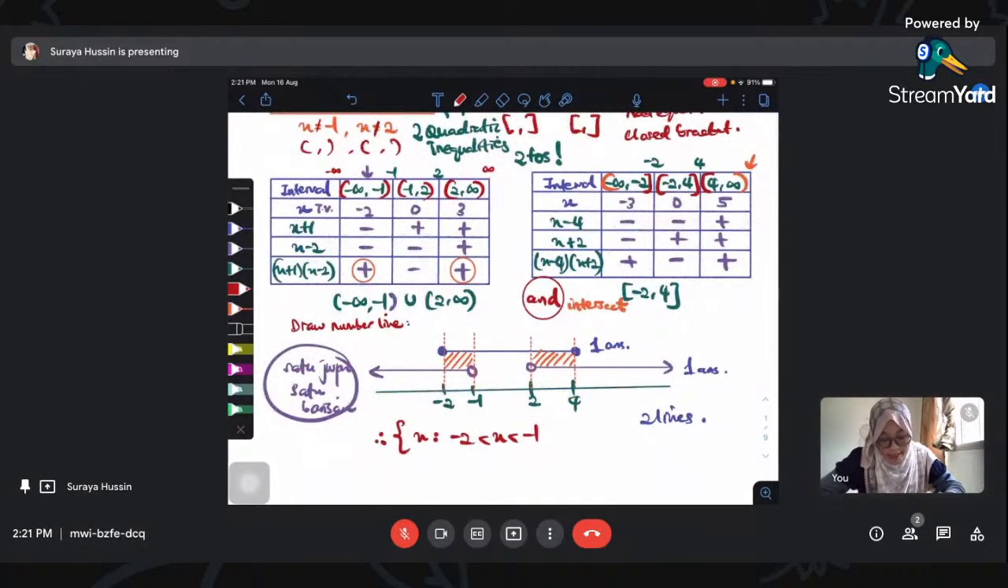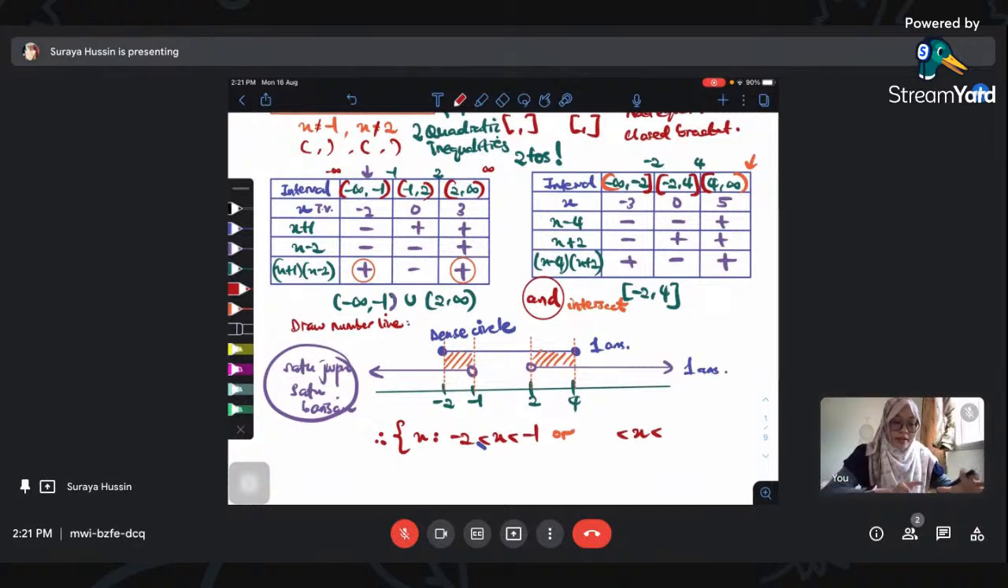Tetapi make sure di mana yang dense circle. This is dense circle. Dense circle so ada equal. Barulah selesai satu jawapan. Dan juga you must put or. Or means you have another answer. That's it. Or. Bukan satu jawapan je kamu ada. Kamu ada dua jawapan. So you put or. Or X is in between.